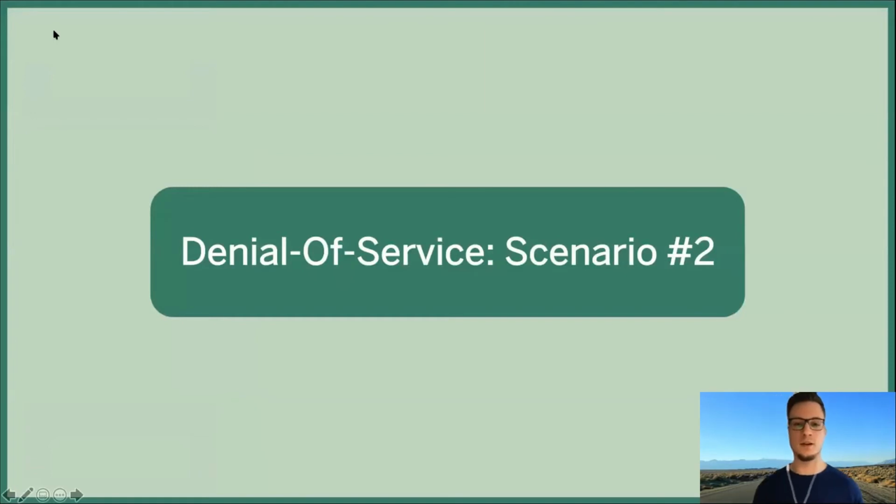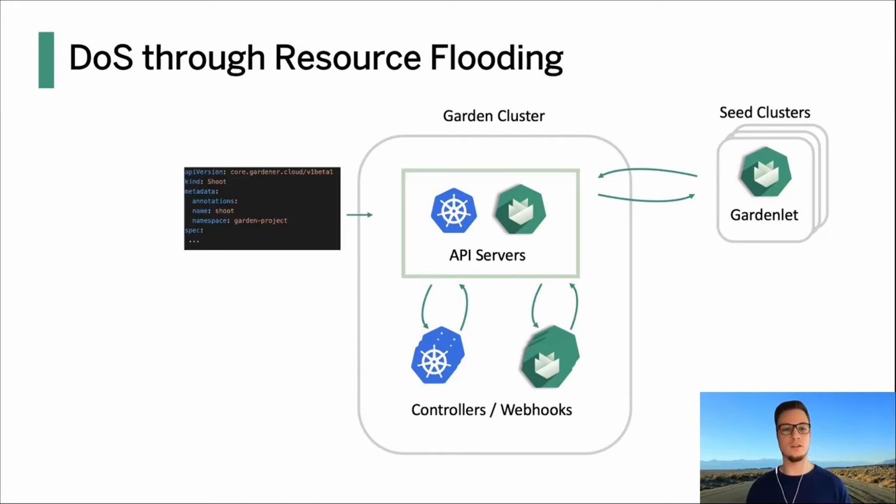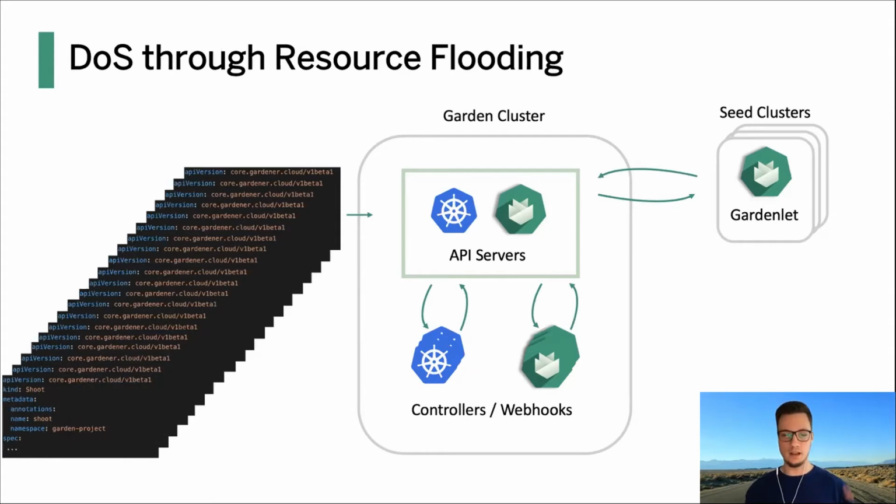So scenario number 2, also denial of service, of course. Scenario number 2 is related to resource flooding. In the first one, it was more related to each resource size, and now it's really the number of resources we send to the API server. You not only have one shoot cluster, but a lot of shoot clusters, and now you're really hammering the API server and putting it under stress.